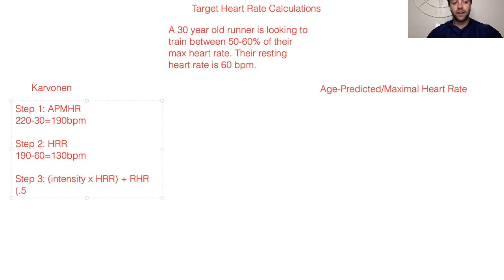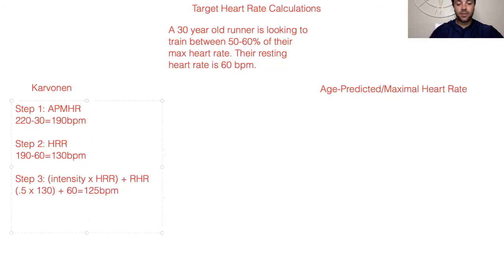That would look like 0.5, because again, we're converting those percentages into a decimal, times heart rate reserve, which is 130, plus the 60. So there we would get 0.5 times 130 is going to be 65. 65 plus 60 would then equal 125. And that's going to be beats per minute.